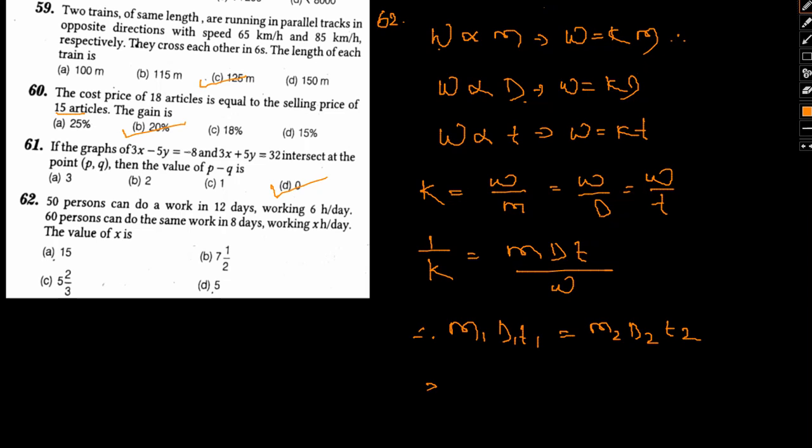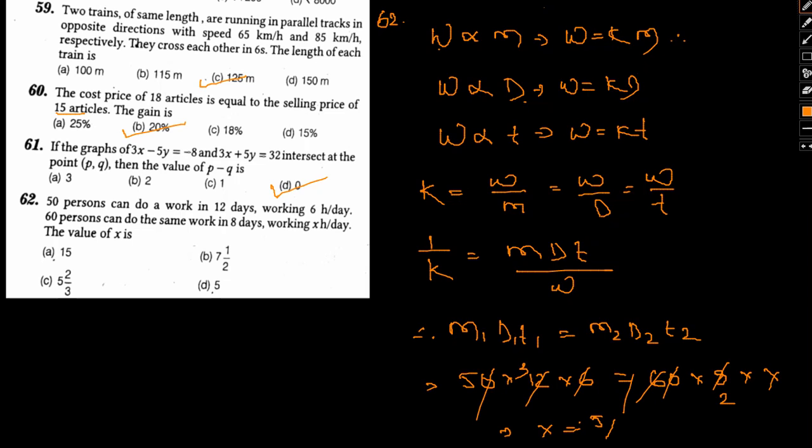Here in the first case we have 50 men, 12 days, working 6 hours a day. In the second case we have 60 men, 8 days, working X hours a day. Okay, so 6 and 6 cancel, and 3 2, so therefore X comes out to be, hang on, it's 15 by 2, okay, 7.5. 15 by 2 or 7.5 or 7 1 by 2, which will be our answer, option B.